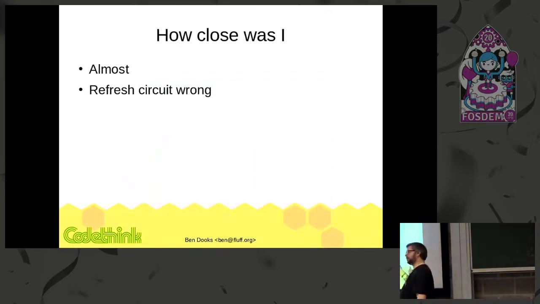I was almost right on my first go. I mean, if I'd had that extra component, I'd have probably got the initial circuit right. But as I say, I've got the refresh.